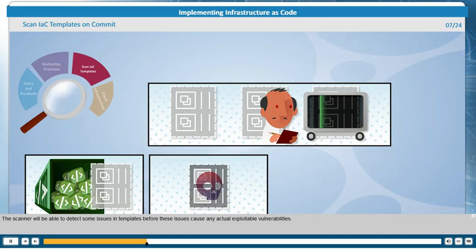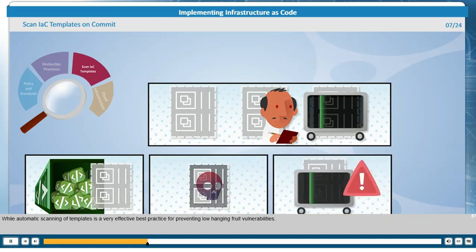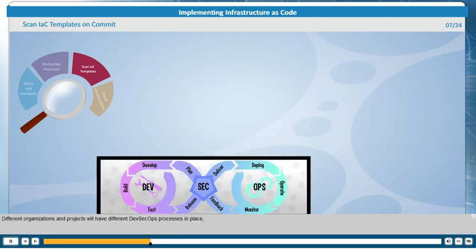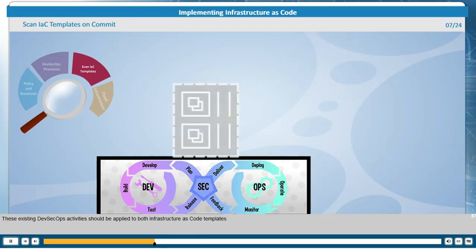While automatic scanning of templates is a very effective best practice for preventing low-hanging fruit vulnerabilities, keep in mind that the results of scanning are only as good as the scanner and are therefore not perfect. Different organizations and projects will have different DevSecOps processes in place, and most likely there will be additional testing and vulnerability scanning in the DevSecOps pipeline, such as regular vulnerability scanning of the deployed infrastructure. These existing DevSecOps activities should be applied to both infrastructure as code templates and the resulting infrastructure whenever appropriate.